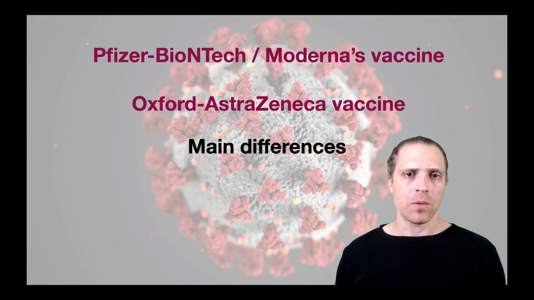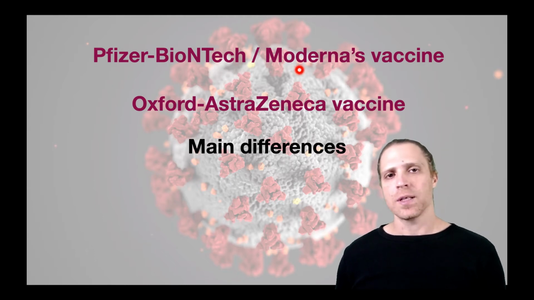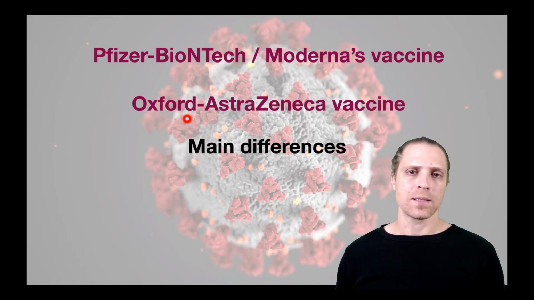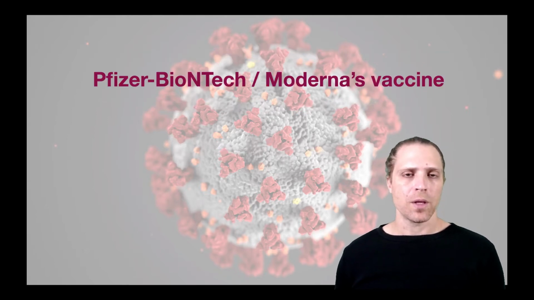Today I want to speak about the differences between the mRNA vaccines developed by Pfizer, BioNTech and Moderna and the vaccines developed by the Oxford AstraZeneca collaboration. We'll talk about the main differences between them. We will begin with the Pfizer, BioNTech and Moderna vaccines.